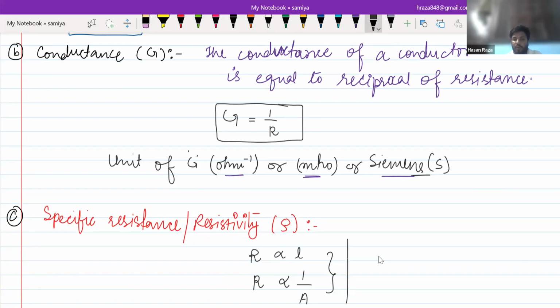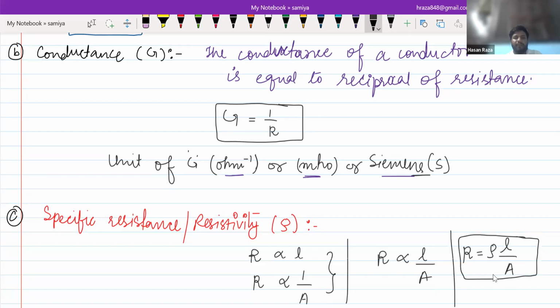So combining these two, we get resistance directly proportional to L and inversely proportional to A. To remove this proportionality sign, we have a constant, that is rho, also known as resistivity or specific resistance. Are you getting my point? You have studied about this in class 10th also, and you will study about it in class 12th also, in current electricity.